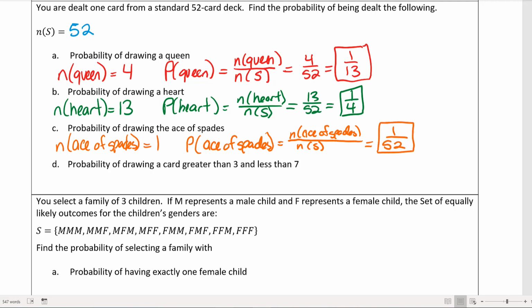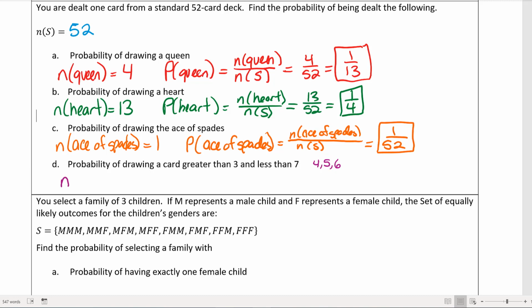And the probability of drawing a card greater than 3 and less than 7. So this one, we're talking about something greater than 3: 4s are greater than 3, 5s are greater than 3, 6s are greater than 3, and these are also less than 7. If I go any higher, then that's equal to 7, and that doesn't count. If I go any lower, then that's equal to 3, and that doesn't count. And aces, kings, queens, and jacks aren't numbers that are less than or greater than, so these are the only 3 numbers I'm talking about: 4, 5, and 6.